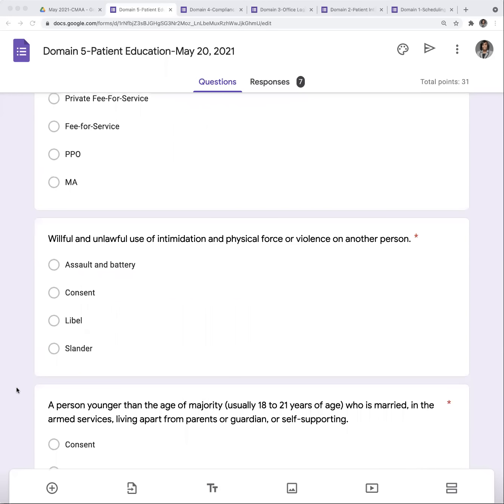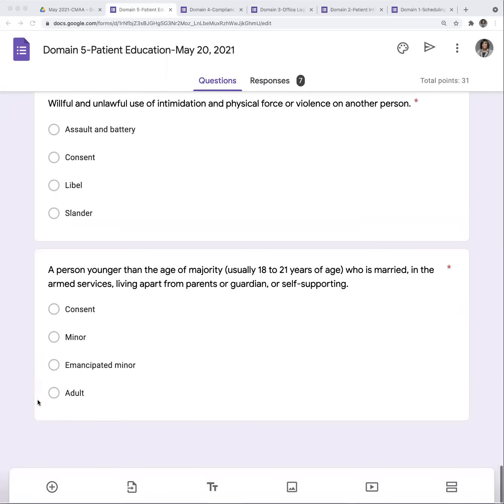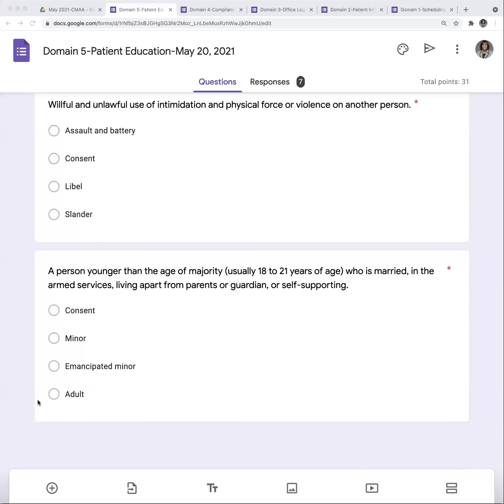Willful and unlawful use of intimidation and physical force. Assault and battery. Younger than 18, or younger than the age of majority, which is usually 18. Emancipated minor. That's the folks that want to be grown.